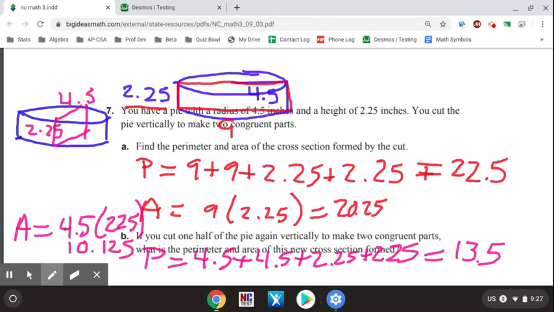So I hope that helps you figure out how to do these problems about cutting the pie. The first time you were cutting the entire thing to make half a pie, then you were cutting the half to make a fourth, and you're looking at the area of the cross section, that face, along with your knife cut. If you've got any questions, don't hesitate to ask. Hope this helps you out a lot.